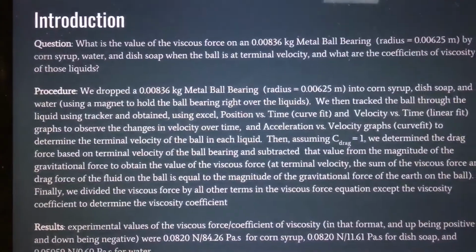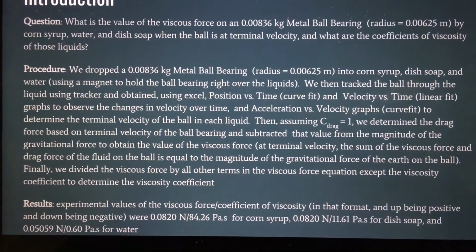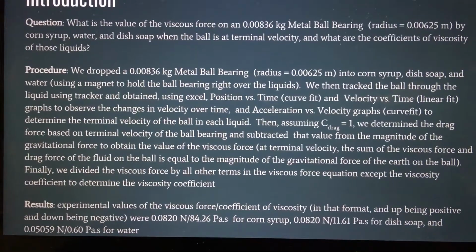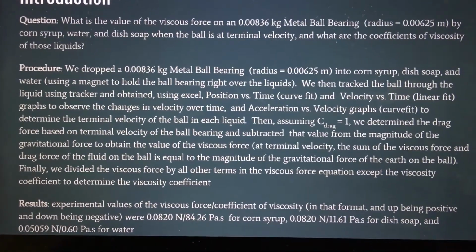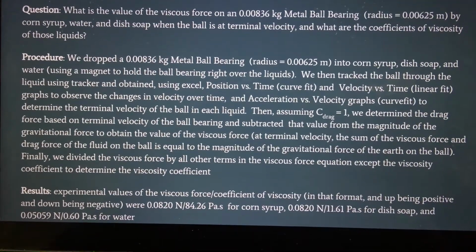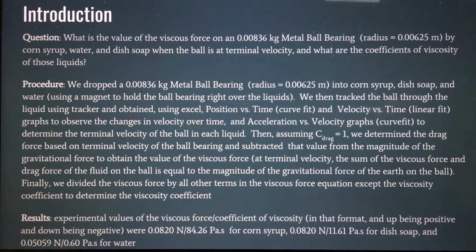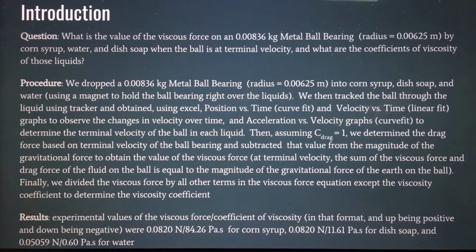Investigating viscous force. To introduce, our question is: what is the value of viscous force on a 0.00836 kilogram metal ball bearing when dropped in corn syrup, dish soap, and water when the ball is at terminal velocity? And what are the coefficients of viscosity of those liquids? In order to obtain the viscous force, we need to find the terminal velocity and calculate the drag force of the terminal velocity to subtract from the gravitational force to obtain the viscous force.